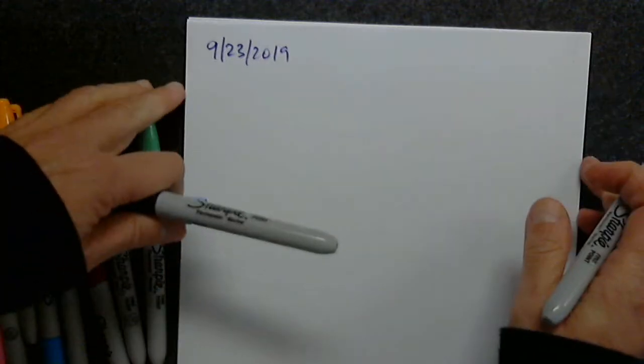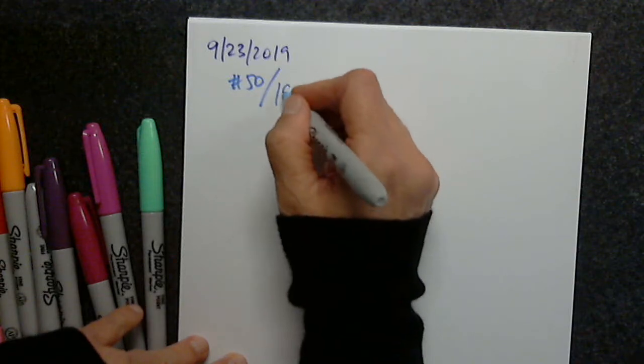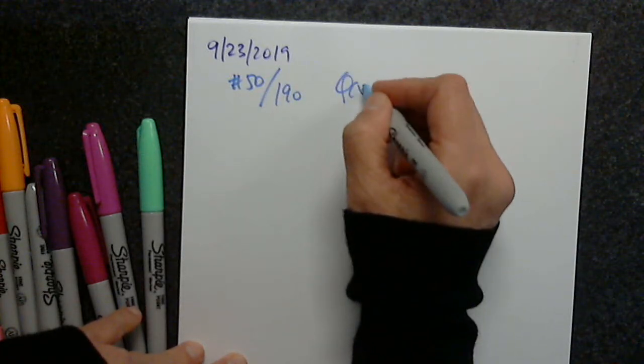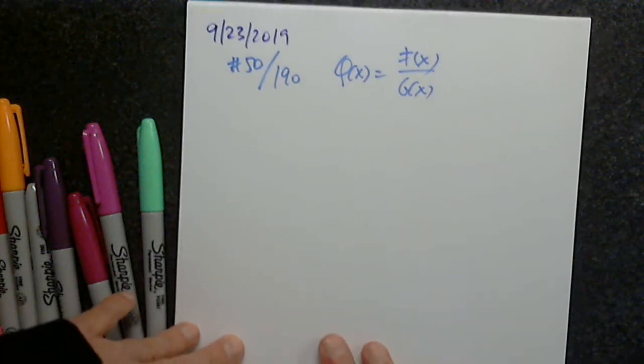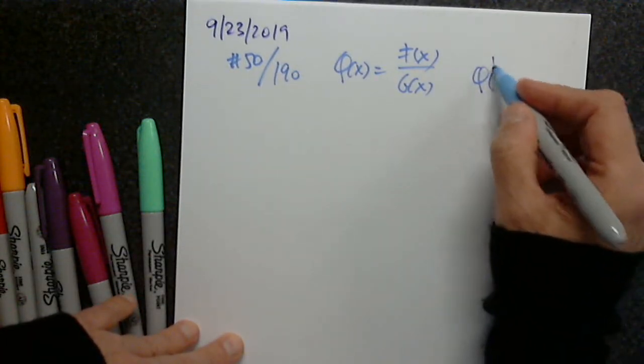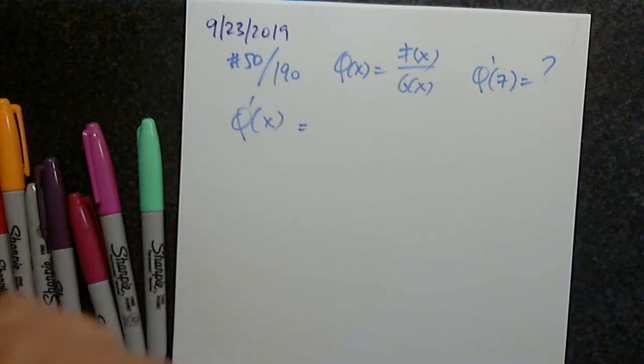Okay, so that's our first step. This is problem 50 on page 190. And we have q of x is f of x divided by g of x. The question is asking us to find q prime of 7. Of course, we have to find q prime of x first. So we look at this ratio. This function is a ratio of two functions, f and g.